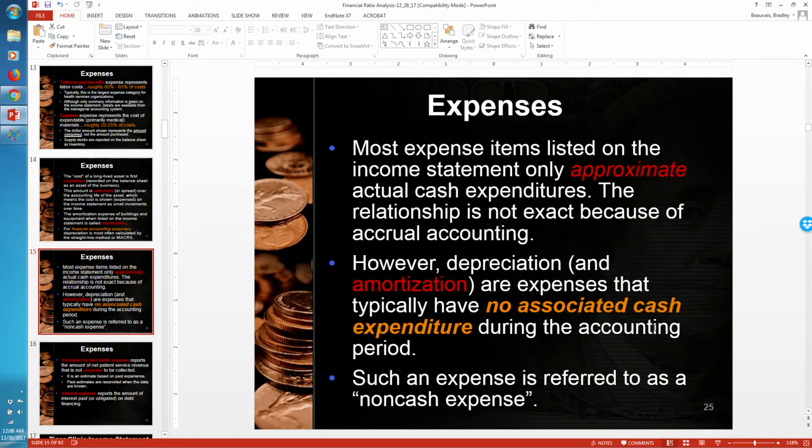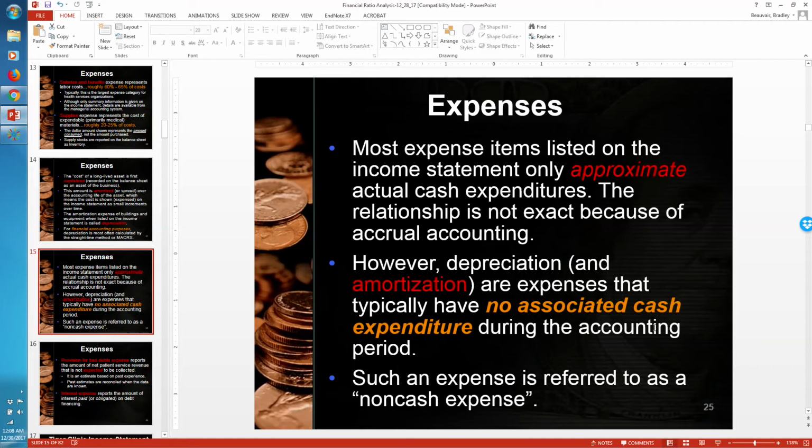Most expense items listed on our income statement are only approximate. This is again based on accrual accounting. We're not always going to have direct clarity, but it's better than if we're using the cash accounting standpoint.